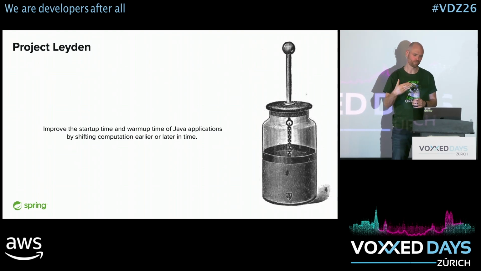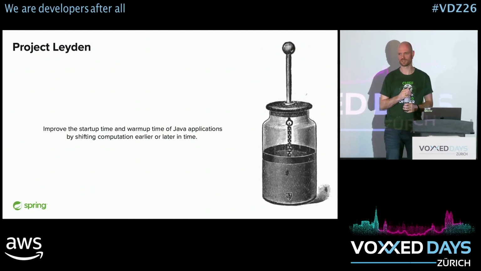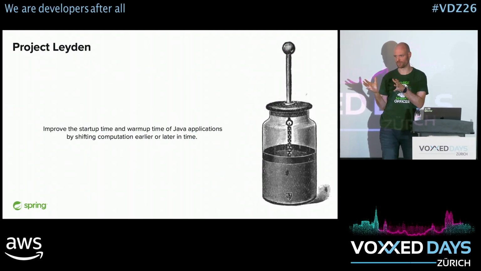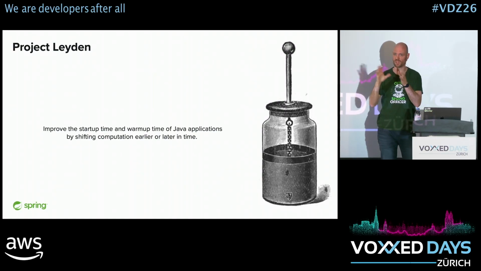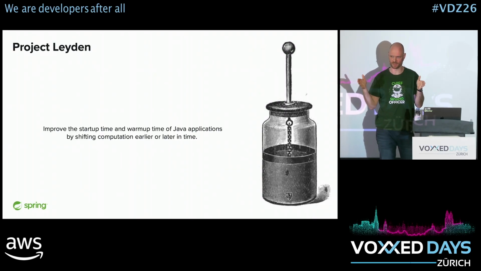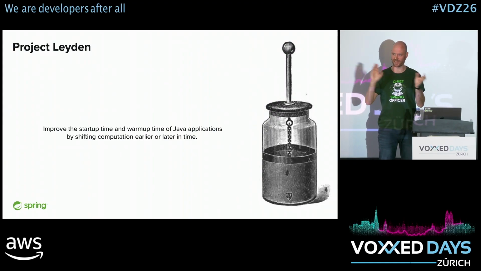Okay, and the idea of Project Leyden is the problem that Java is slow to start, right? This is the problem they want to fix. And what they are going to do is improve the startup time and actually the warm-up time. So the startup time is until your application can handle the first request, and the warm-up time is when your application is at peak capacity, at peak performance. So when it can handle the most amount of requests, essentially. And they do this by shifting computation earlier or later in time.